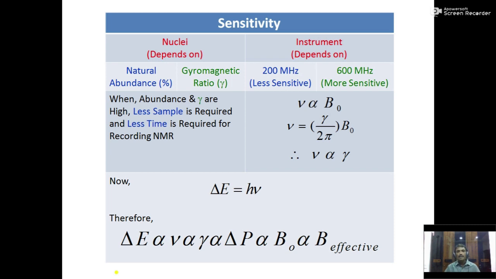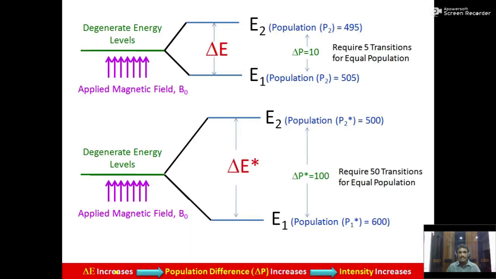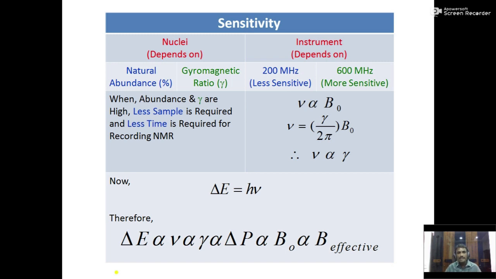Now delta E is equal to h nu. So from the previous slide, delta E is directly proportional to delta P, which is directly proportional to the intensity of the peak, and from the current slide we can say that delta E is directly proportional to the frequency. It is directly proportional to the gyromagnetic ratio, which in turn is directly proportional to the population difference between the two energy states, which is directly proportional to the applied magnetic field, and which in turn is directly proportional to the effective magnetic field, which is actually experienced by the nuclei. The magnetic field experienced by the nuclei might be different from the applied magnetic field.